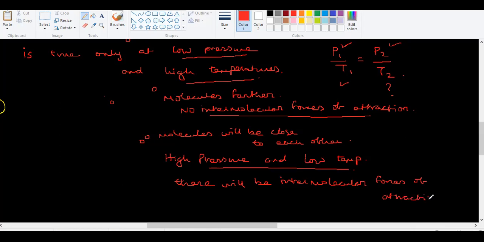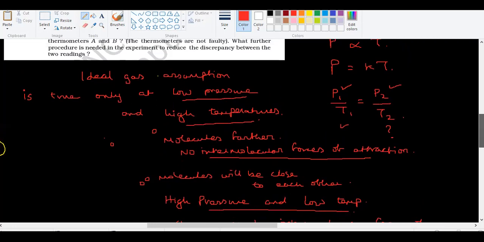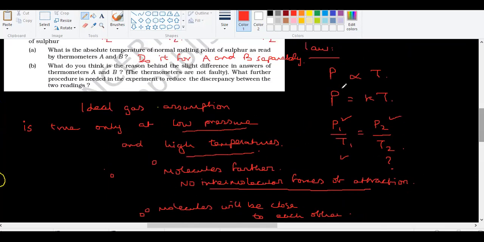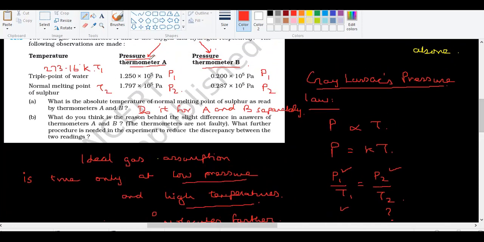Because of this, the ideal gas assumption will be affected here. The ideal gas only in the earlier situation will be close to ideal gas behavior. This will be like a real gas, which means there is some intermolecular force of attraction. When that happens, the ideal gas equations may not work accurately. Since oxygen and hydrogen are not ideal gases, they are real gases, there will definitely be some differences.